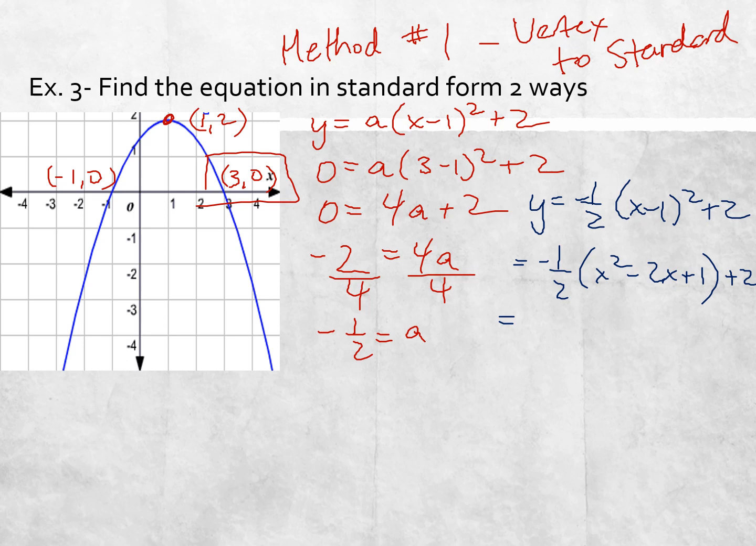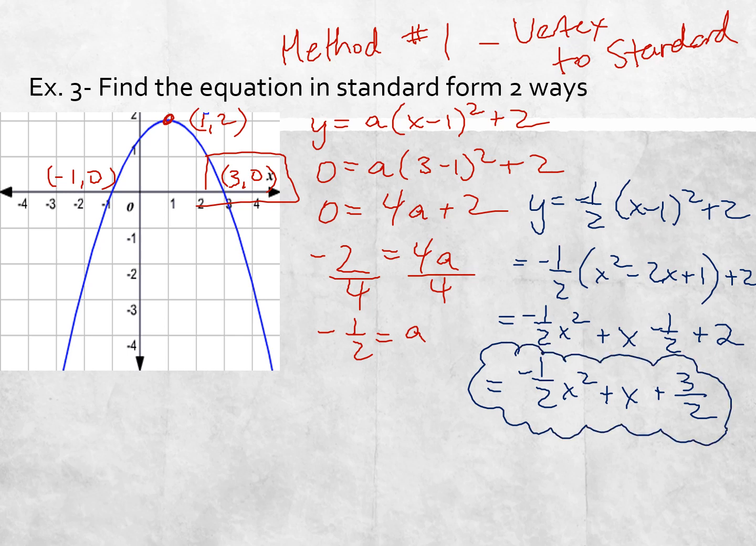Now you need to distribute that negative 1/2 in. So negative 1/2 x squared. And then negative 1/2 times negative 2 just gives you a positive x. And then 1 times negative 1/2 is negative 1/2. And then you have that plus 2 on the back end. Collect like terms. Negative 1/2 x squared plus x. And then 2 minus 1/2 is 1/2. Since I kept this as a fraction, I'm going to write it as plus 3 over 2. If you prefer decimals, then you could have written that as negative 0.5 and on the back end written 1.5.